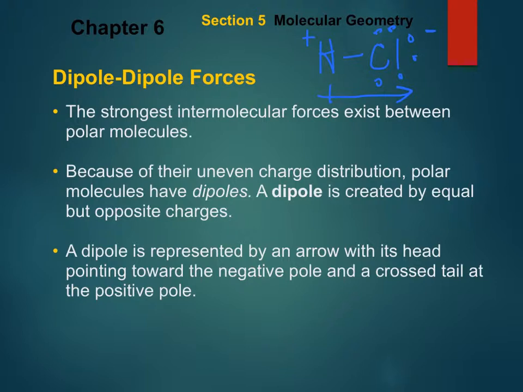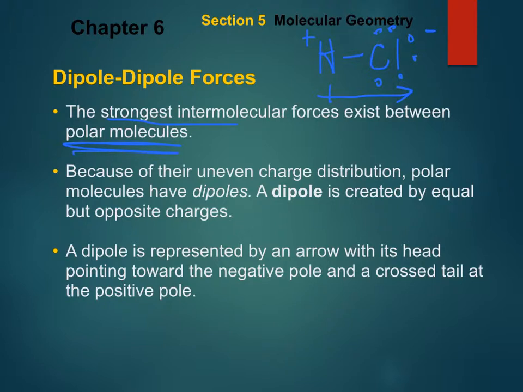So the chlorine end of the HCl bond is more magnetically negative and the hydrogen end is more magnetically positive. So if you line them up like a bunch of magnets, they will cause an attraction just like a regular magnet. So a dipole-dipole force is strong. There is one that's stronger, but it's mostly strong, and it happens in polar molecules.